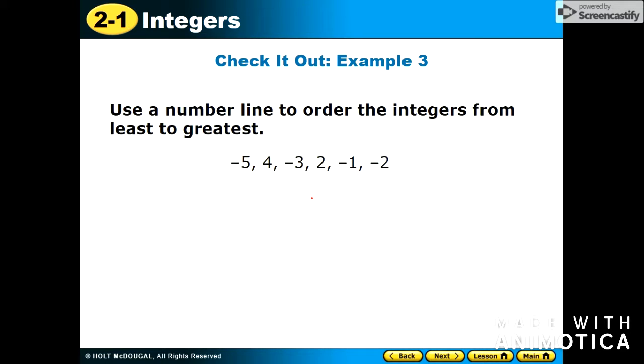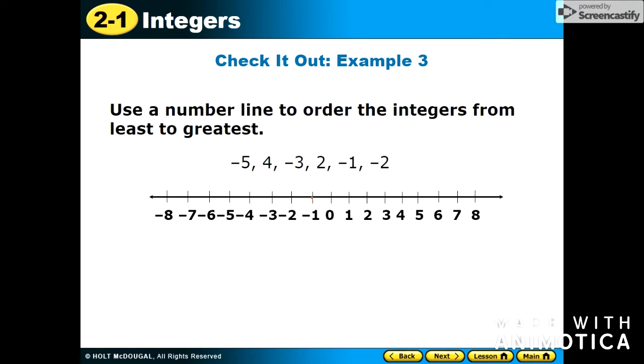This one is not on your sheet, but I'd encourage you to pause the video and add it to the bottom of your sheet. It says use a number line to order the integers from least to greatest. Again, here's my number line, and just start plotting them. Negative 5 would be right here. Positive 4 right here. Negative 3, positive 2, negative 1, and negative 2.